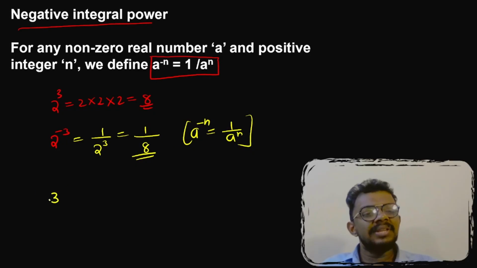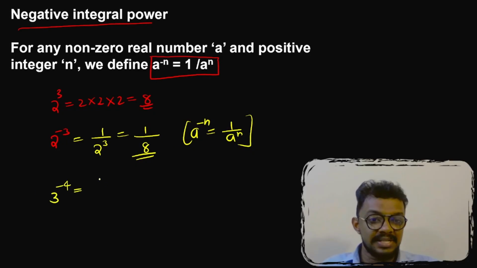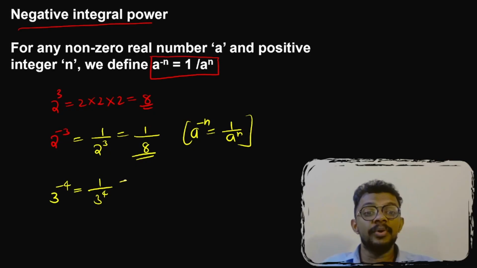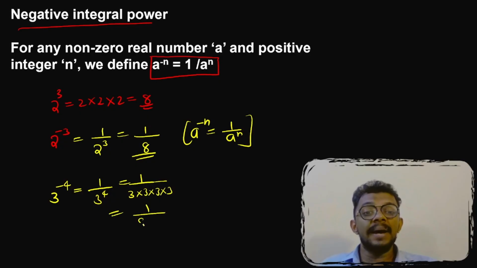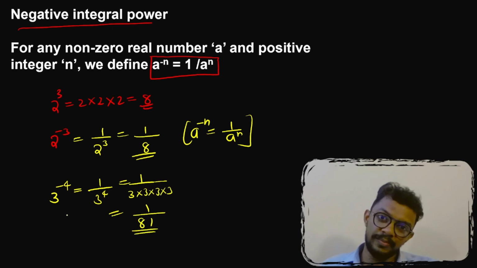What is the value of 3 raised to minus 4? The answer is 1 by 3 raised to 4, which means 3 into 3 into 3 into 3. 3 into 3, 9; 9 into 3, 27; 27 into 3, 81. 1 by 81 is the value of 3 raised to minus 4.